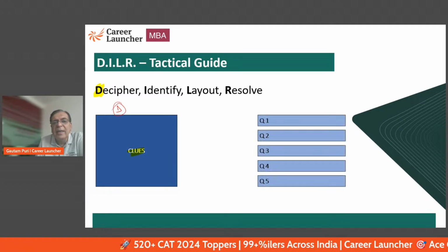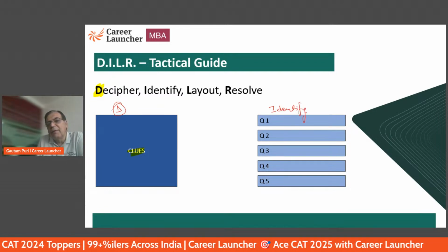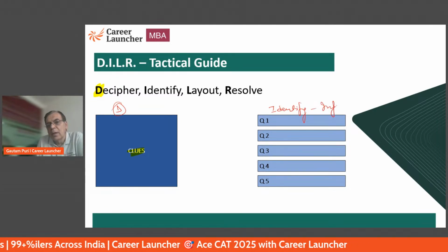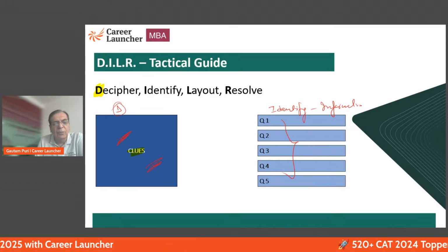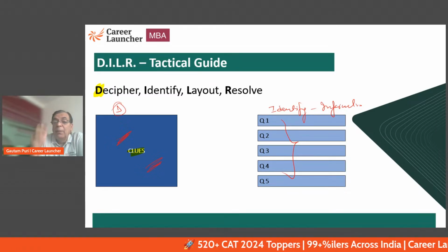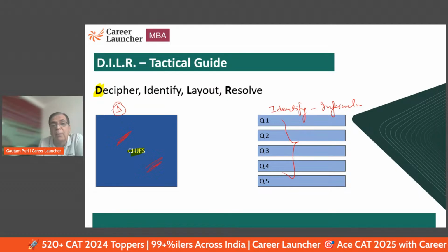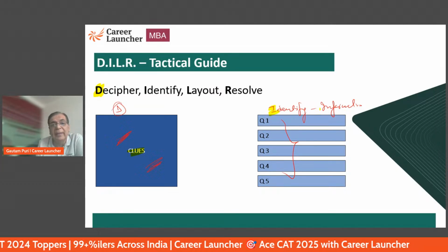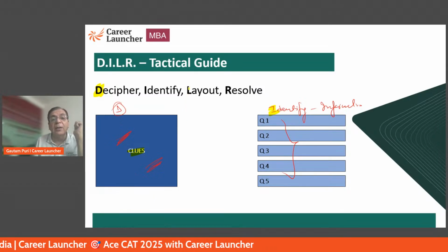Next is I, which is identify. Identify the information from the questions. Most of the students focus here on what is the paragraph, what is the case, what is the table. Great, yes, you have to look at that. But please don't forget to look at the identification from the questions. So if you're able to pick out the right information from the questions, it will help you solve the set faster.